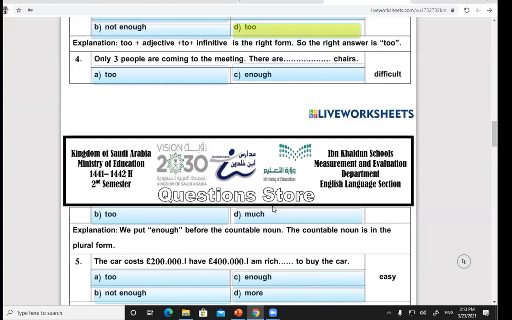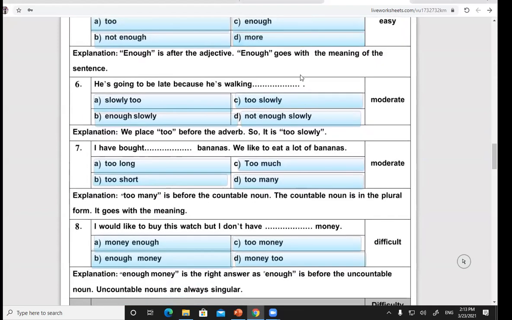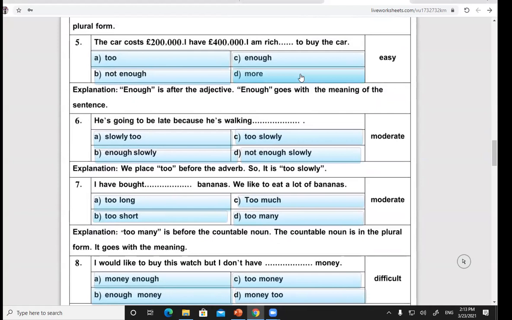Only three people are coming. There are too few chairs or enough chairs. Enough chairs. Excellent. Number five. The car is 200,000. I have 400,000. I am rich enough to buy the car. Enough to buy the car. Yeah, excellent.